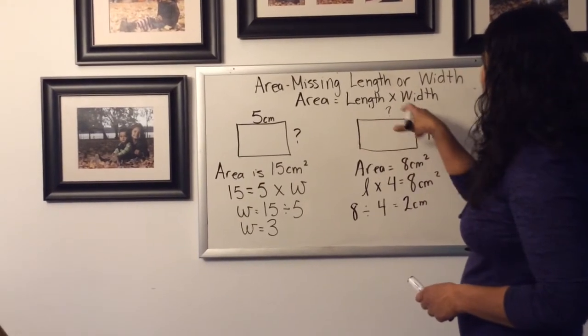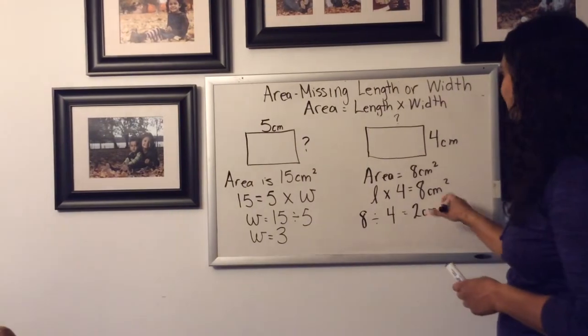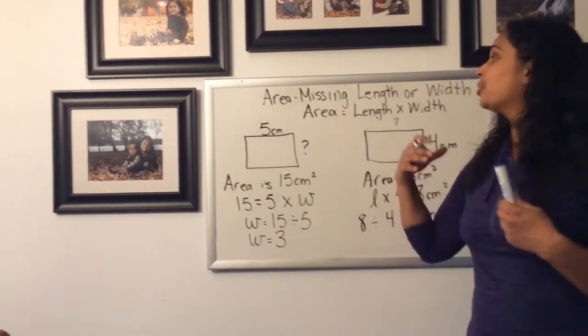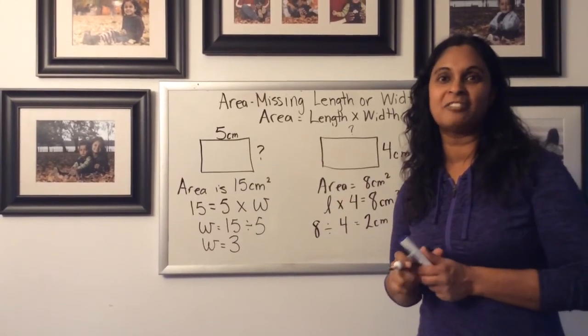So what's 4 times 2? That's 8. The area is 8 centimeters squared, so that works. So today you're going to be working on finding a missing length or width by using your fact families.